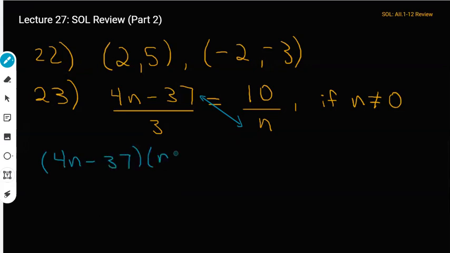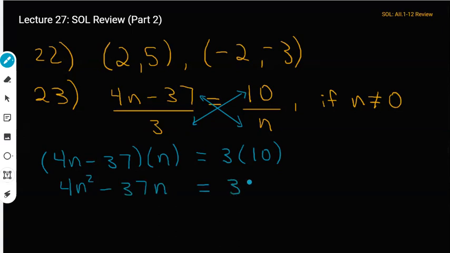We're going to multiply it by n. And then on the other side, we're going to have these products right here, 3 times 10. That's going to give you 30. But starting on the left side, if I multiply both by n, I'm going to get 4n squared minus 37n. That's using the distributive property. And over here, I'm going to have 30.